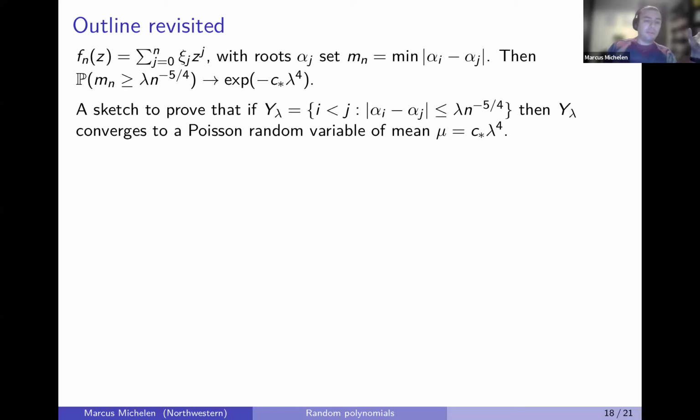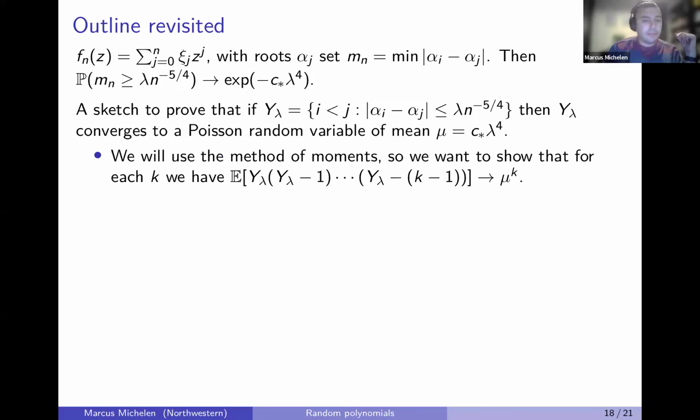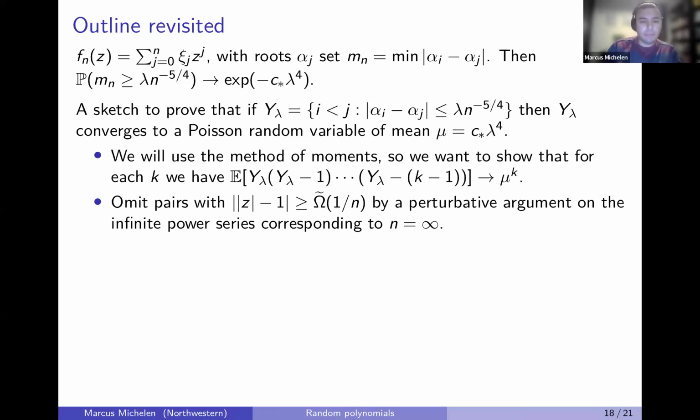So this is what we proved, and we proved it by proving convergence to a Poisson random variable, the number of pairs less than a constant over n to the 5/4. We did method of moments, so we needed to sum over all k-tuples and look at the probability that these are approximate close roots. I omit pairs by a perturbative argument, looking at an infinite power series corresponding to n equals infinity. And I can bring this back by a compactness type of argument.